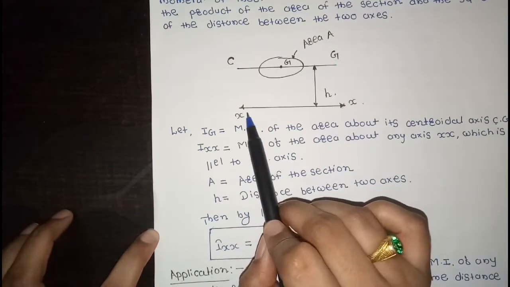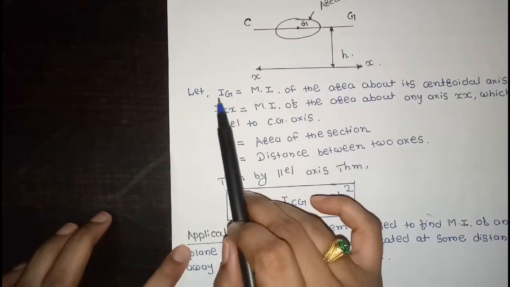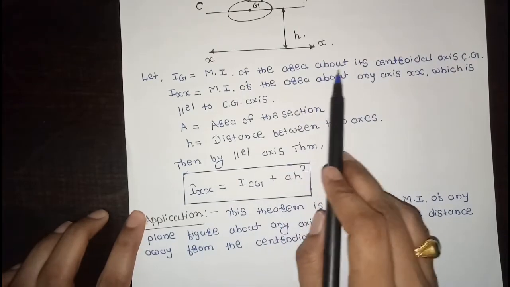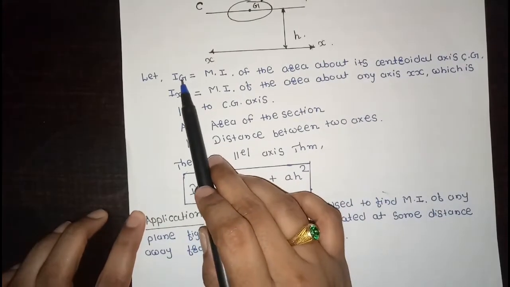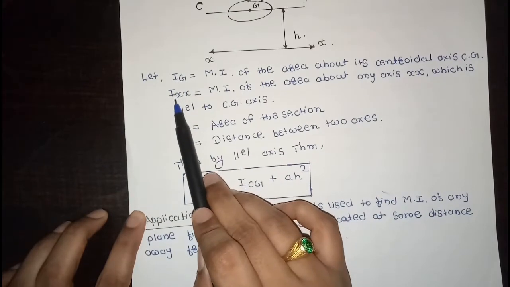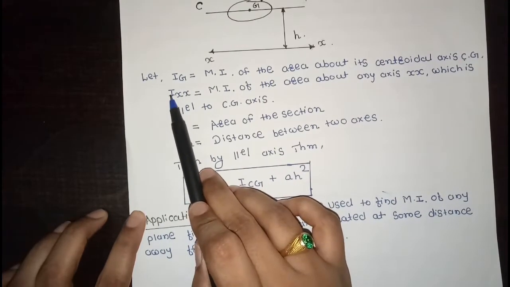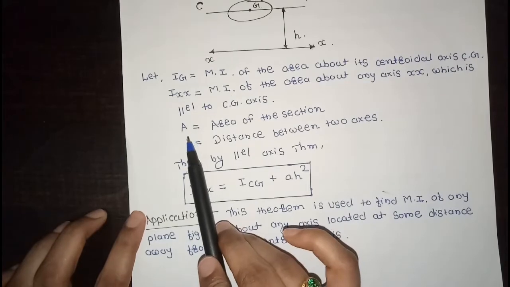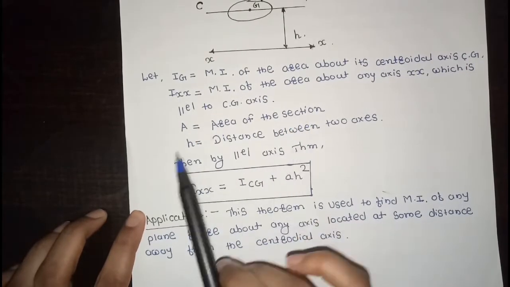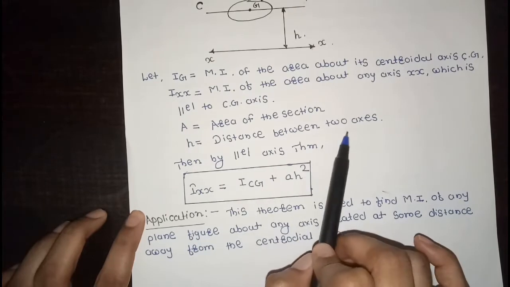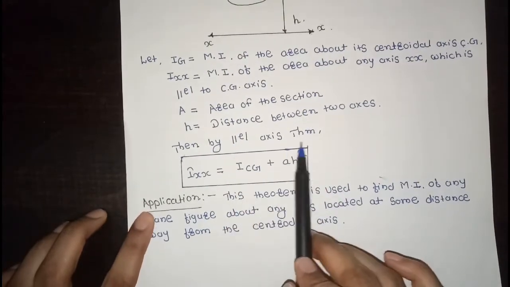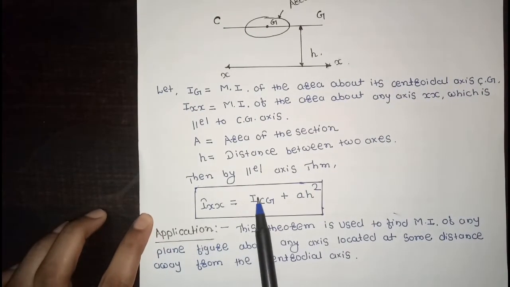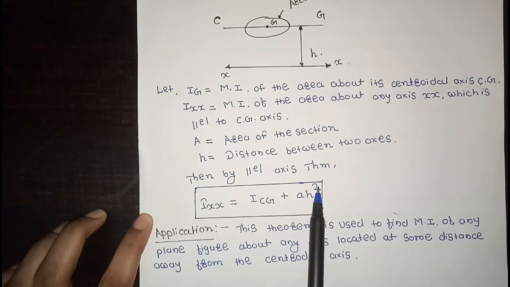We have considered the x-axis. So let Icg be the moment of inertia of the area about its centroidal axis. Ixx means moment of inertia about the x-axis parallel to the CG axis. Capital A is equal to the area of the section. H is equal to the distance between two axes. Then by the parallel axis theorem, Ixx is equal to Icg plus Ah square.